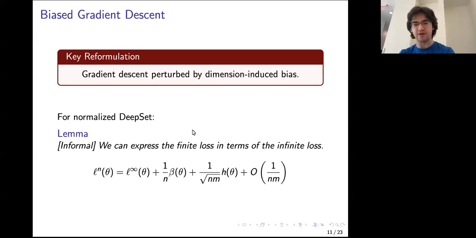So you can see here an informal version of that, where we can express the finite dimensional loss function for the normalized deep set case in terms of the infinite, plus some little bias perturbation of order 1 over n. And this is common in many any-dimensional models, this kind of construction. And it gives you a nice way of thinking about how these two objectives are related.